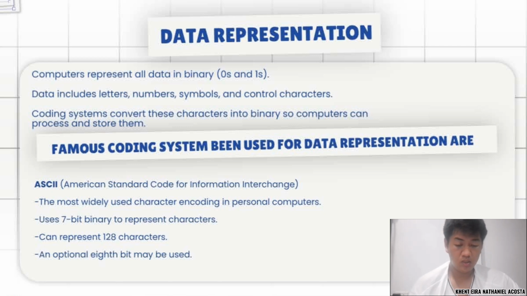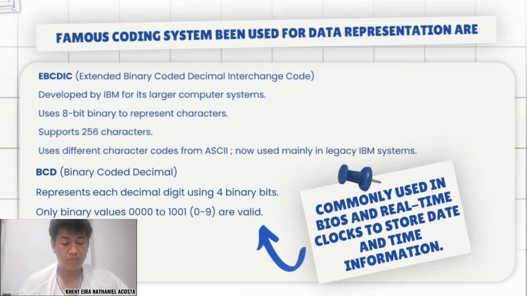And the next one is the Extended Binary Coded Decimal Interchange Code, or EBCDIC, developed by IBM for its larger computer systems. It uses 8-bit binary to represent characters, and it supports 256 characters. It uses different character codes from ASCII and is now used mainly in legacy IBM systems.